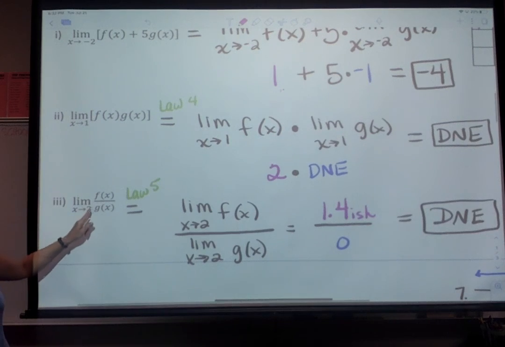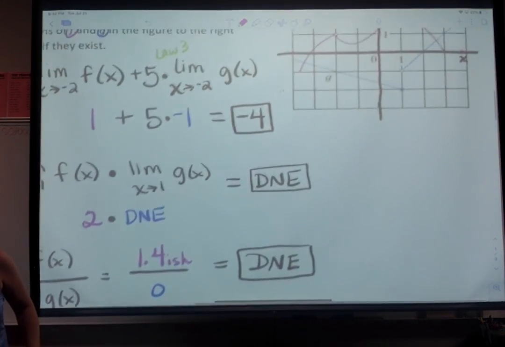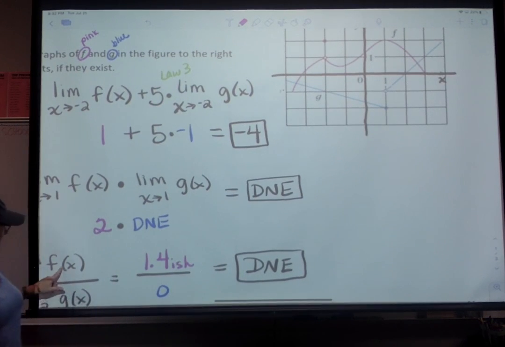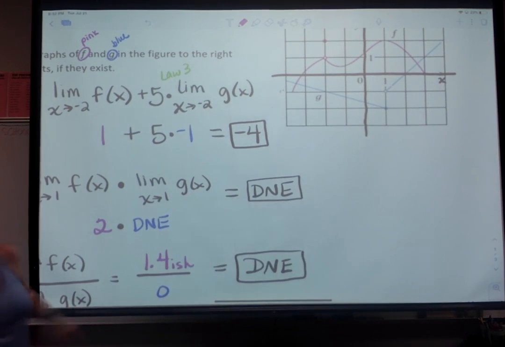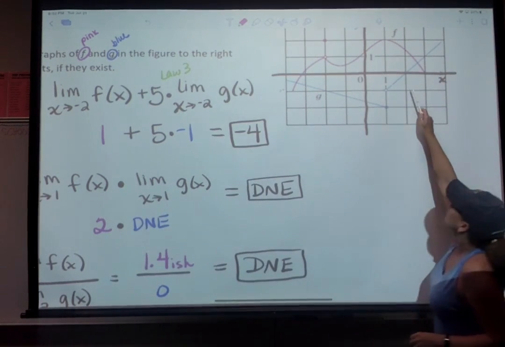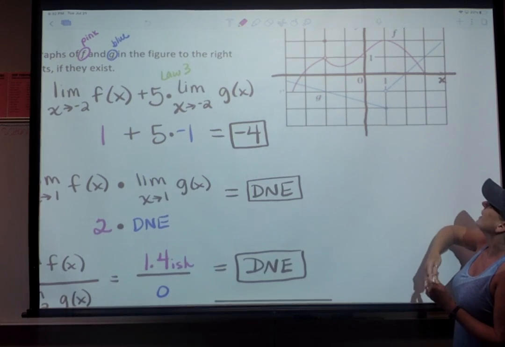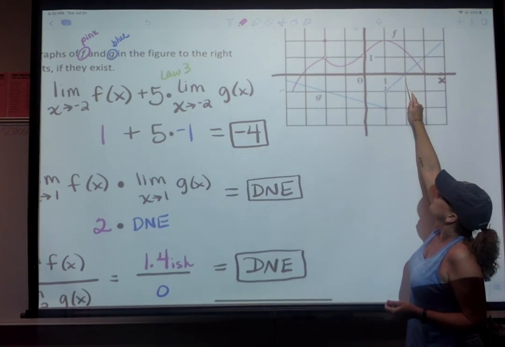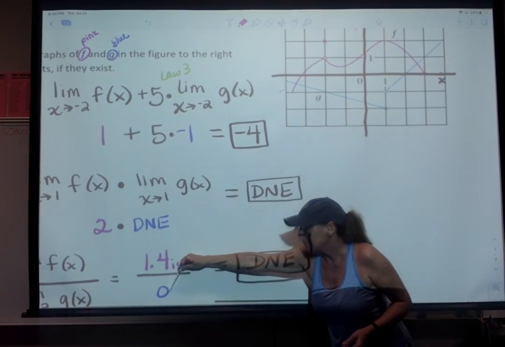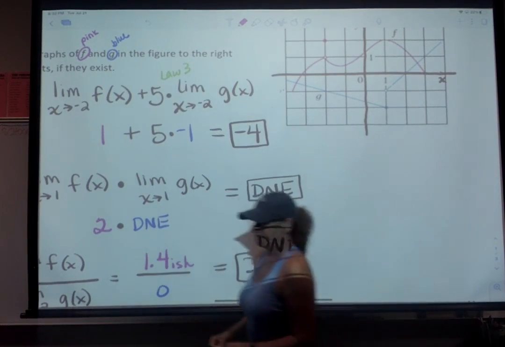And for the last one, I used law number 5. I did the limit on the top and the limit on the bottom. So, can I fit it on? There we go. F of x, as x approaches 2. Yeah, f of x. As x approaches 2, the pink looks like it's 1.4-ish. And as x approaches 2, the blue is headed towards 0. Both sides are headed towards 0. And that blows up, so the limit doesn't exist.